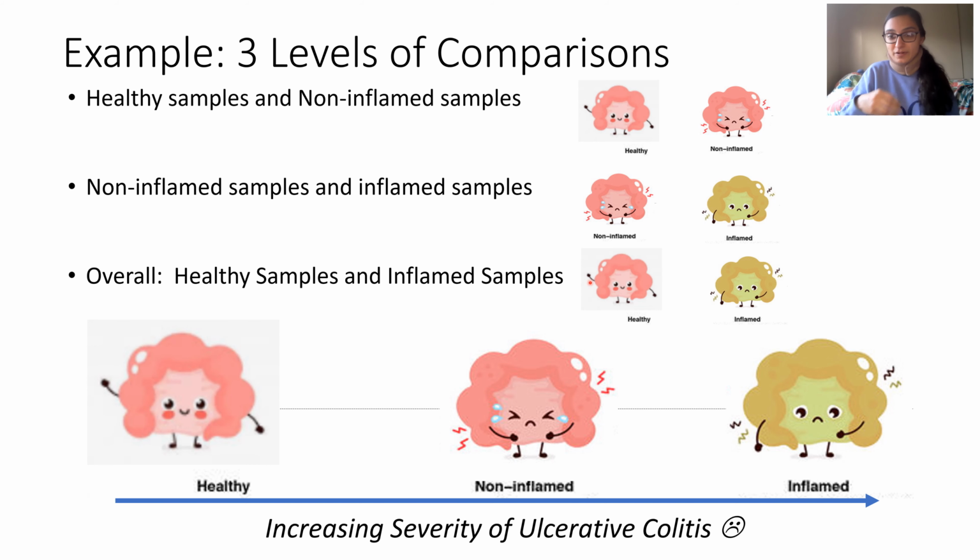Or maybe for the same patient with ulcerative colitis, the non-inflamed with the inflamed parts. And then here, the healthy individual without ulcerative colitis with the inflamed part of the colon of the person with ulcerative colitis. So we can compare the two extremes, or we can compare pairwise, looking at the increasing severity of ulcerative colitis.